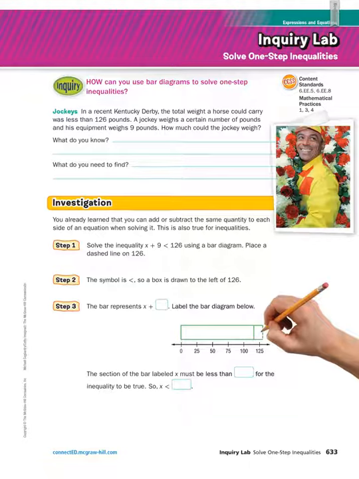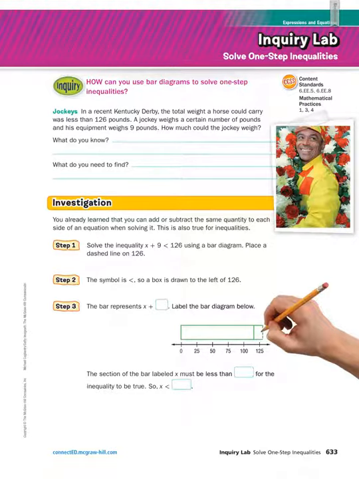So let's get started. The problem says, in a recent Kentucky Derby, the total weight a horse could carry was less than 126 pounds. A jockey, that's the person who rides the horse by the way, weighs a certain number of pounds, and his equipment weighs 9 pounds. How much could the jockey weigh?